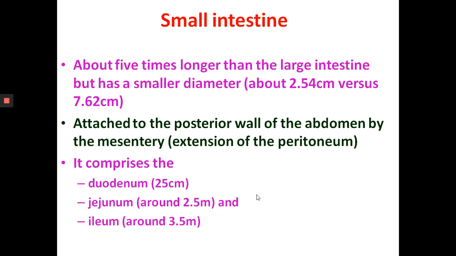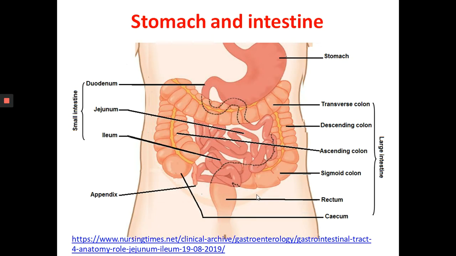It comprises the duodenum, around 25 to 30 centimeters long, jejunum around 2.5 meters long, and ileum around 3.5 meters long. The entire convolution of the small intestine lies loosely in the abdominal cavity, framed by the colon.